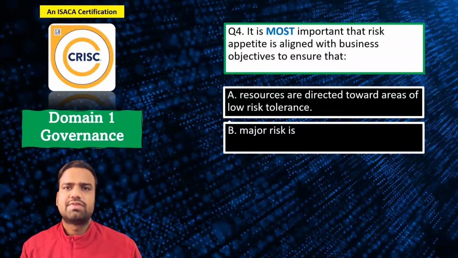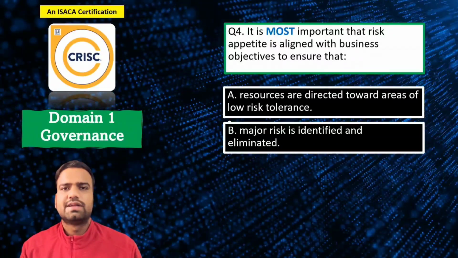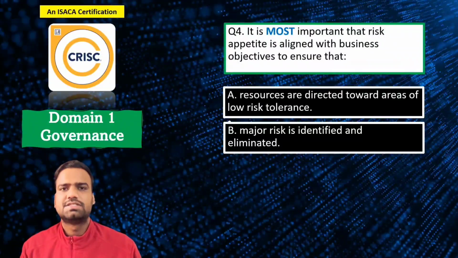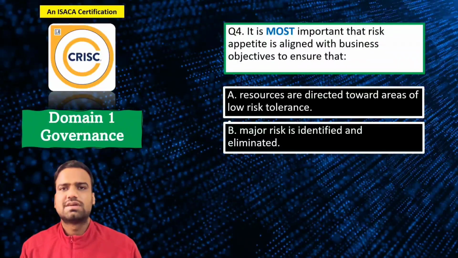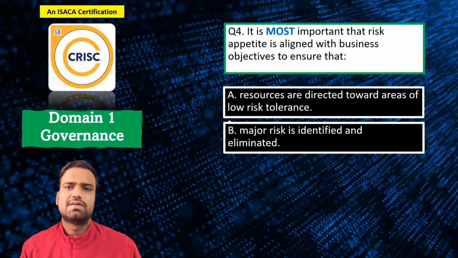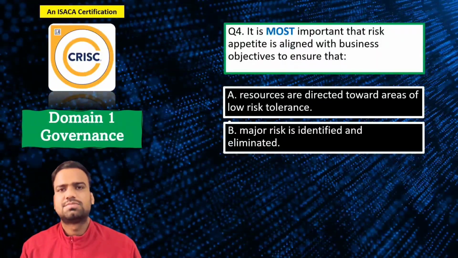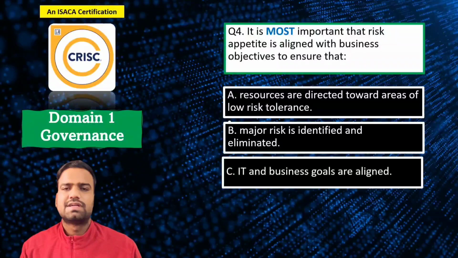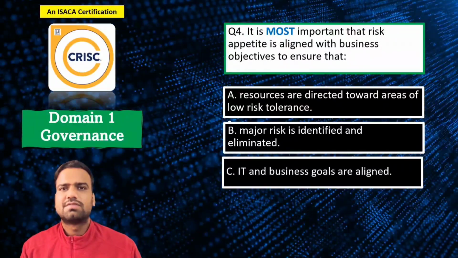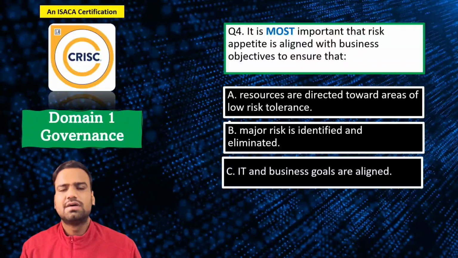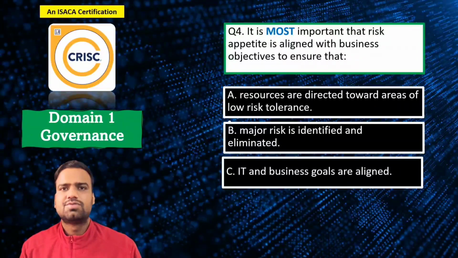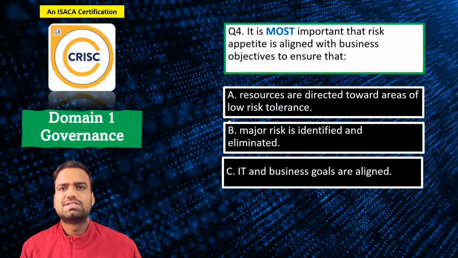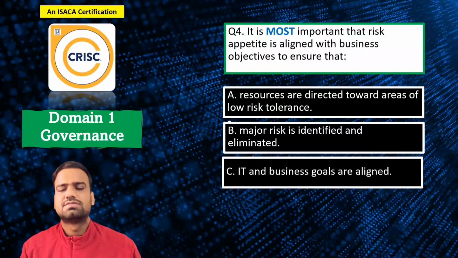Major risk is identified and eliminated. There is no link between aligning risk appetite with business objectives and identification and elimination of major risk. Although risk can typically be reduced to an acceptable level using various risk response options, right? IT and business goals are aligned. Alignment of risk appetite with business objectives cover IT and business goals to a point, but alignment is not limited to these two areas only. There are other areas as well, which include organizational, strategic, and financial objectives.